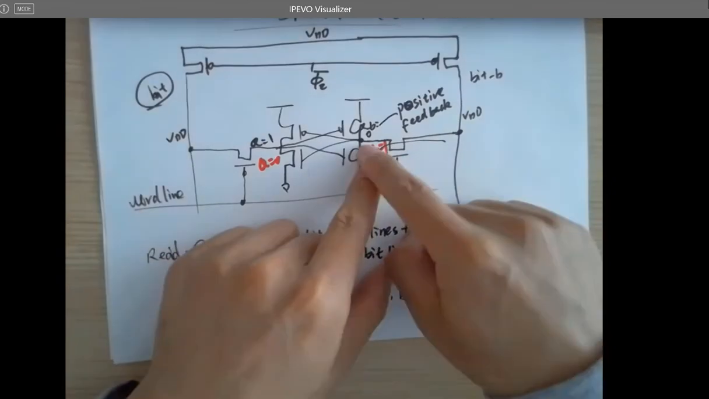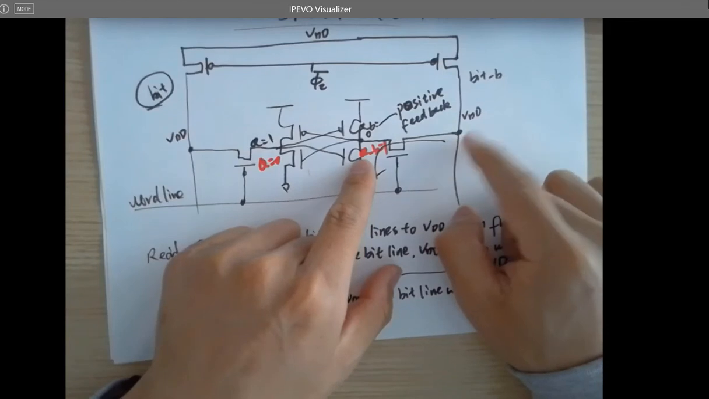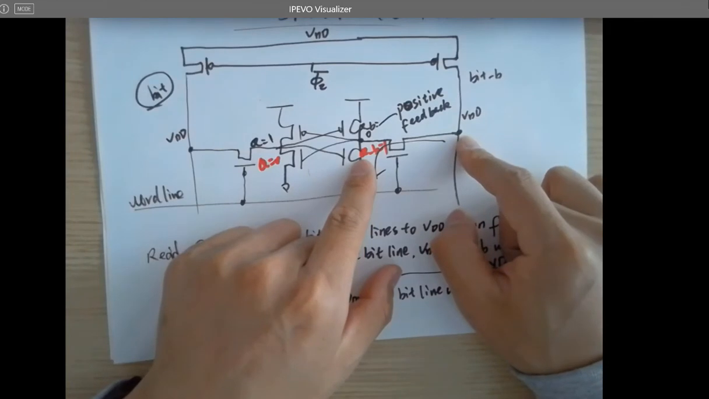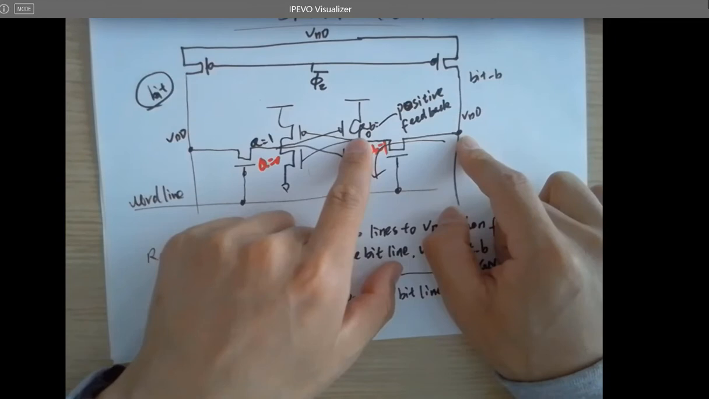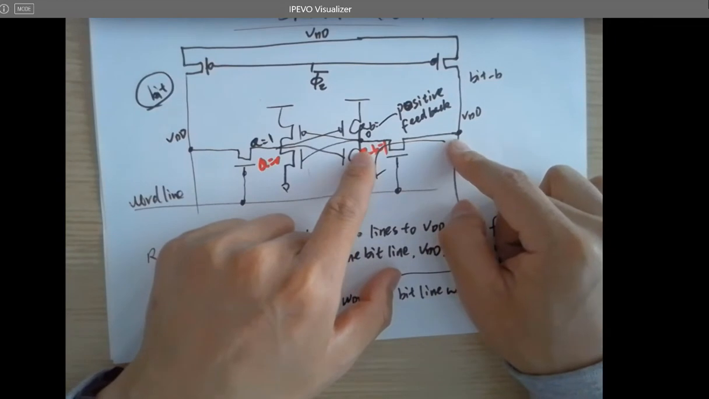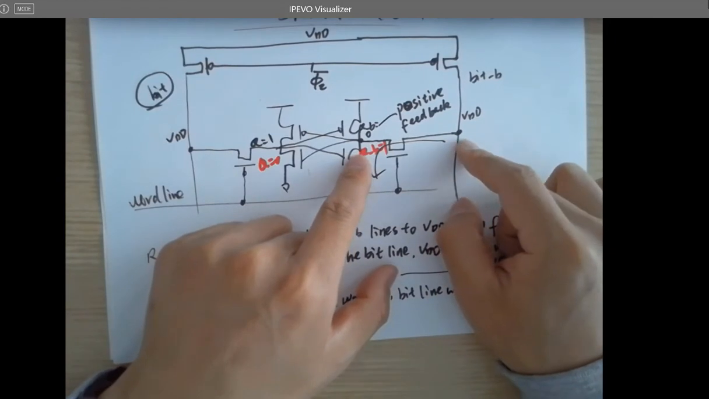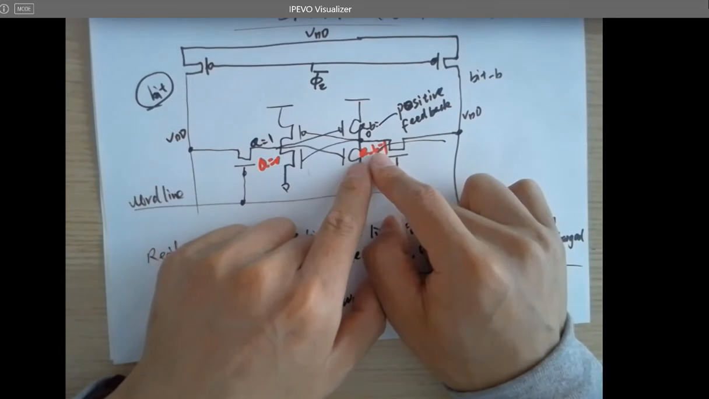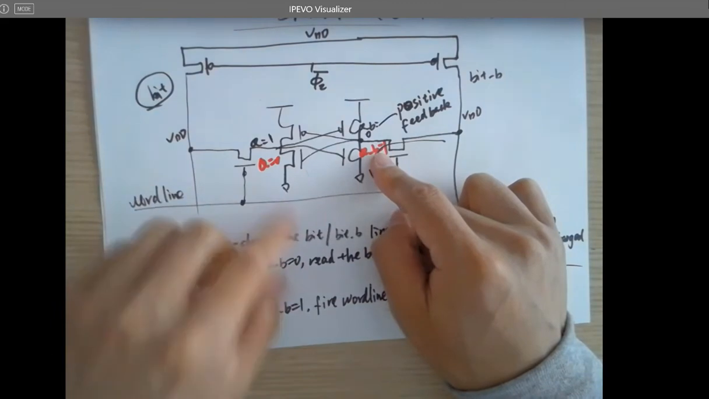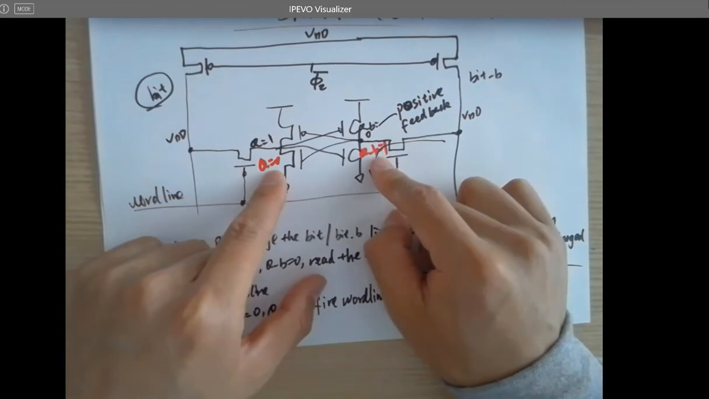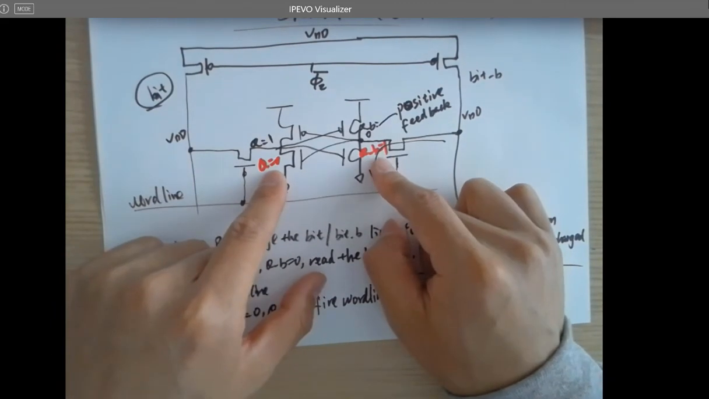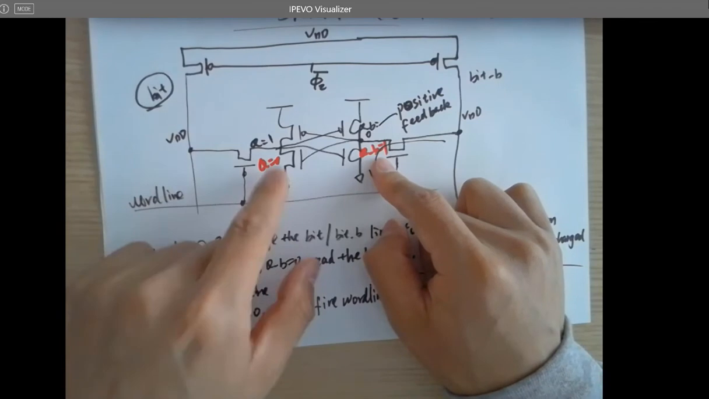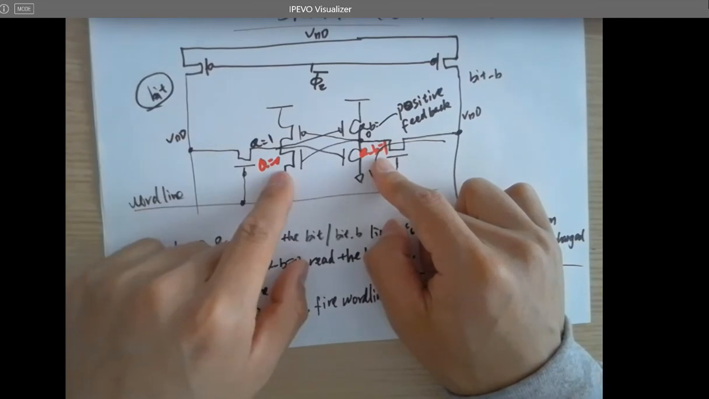So what about here? Same concept. This is 1, this is 1. Even though this is a weak VDD, however, the potential is the same, so nothing is being discharged or charged. No potential drop. It's going to stay at 1. If this guy stays at 1, it's going to even strengthen that 0 because it's the positive feedback.